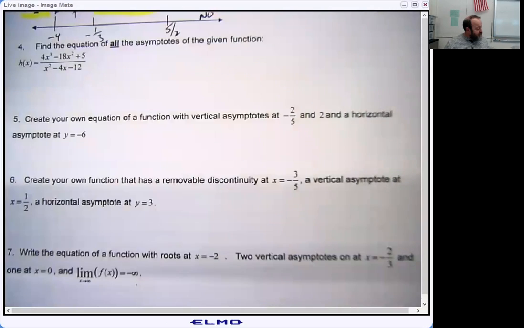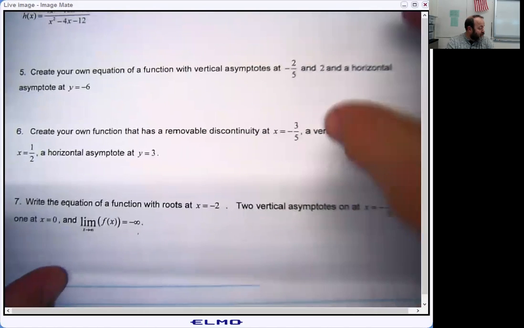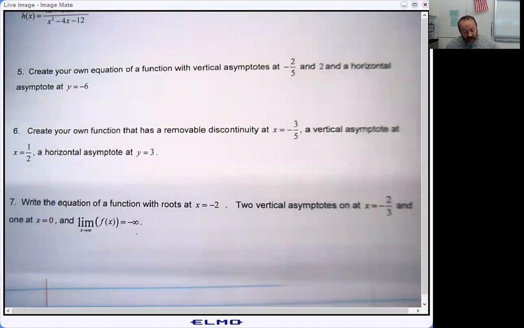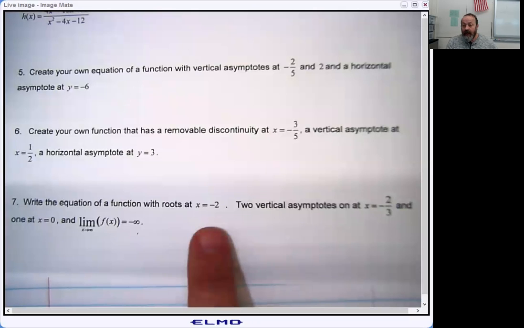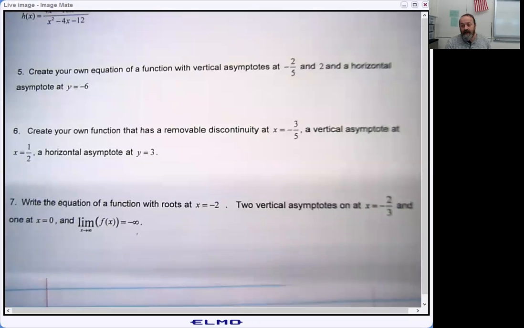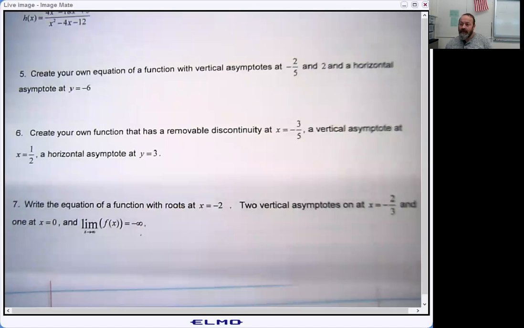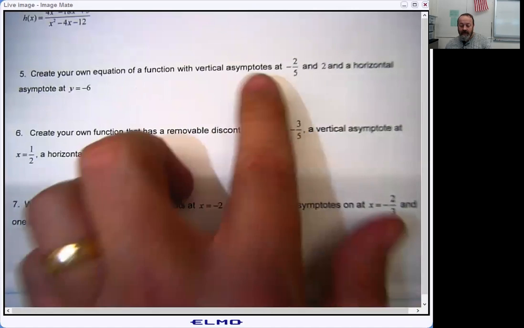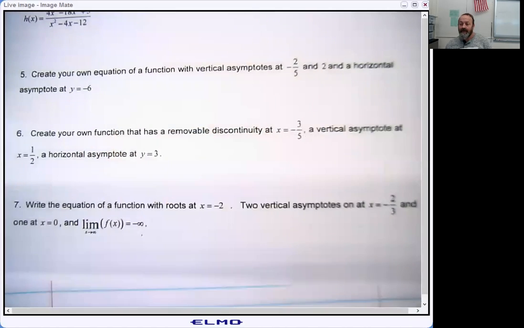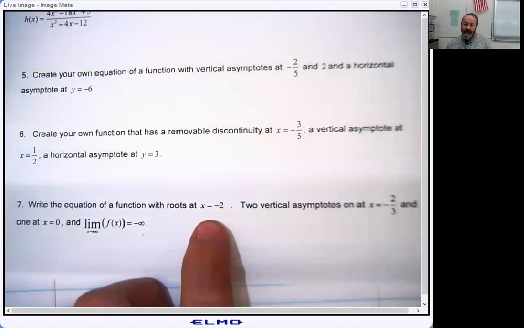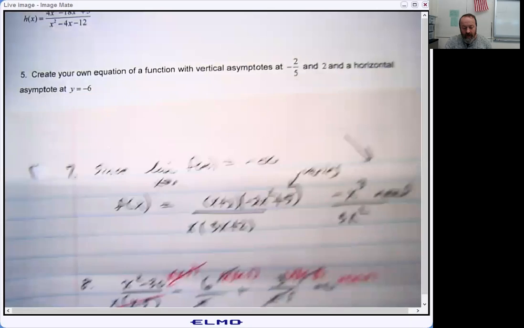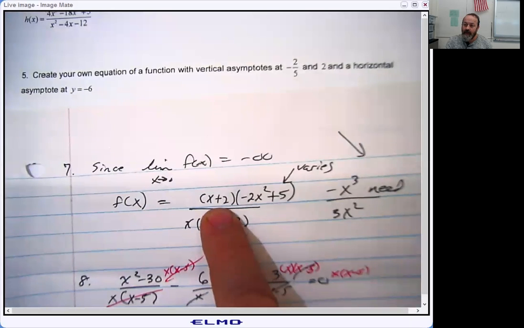Now, the last one for this particular video is number 7, where we're going to write one more equation that has a root at -2. Now, as soon as it says it has a root at -2, that's very different. This is the exact opposite of what I was saying up here. Because up here, if you have a vertical asymptote at -2/5, that's what you can't have. But if you have a root, then you can have it. So I'm going to put an x plus 2 in the numerator because I wanted a root to make it happen.